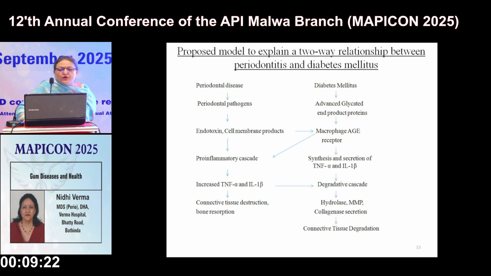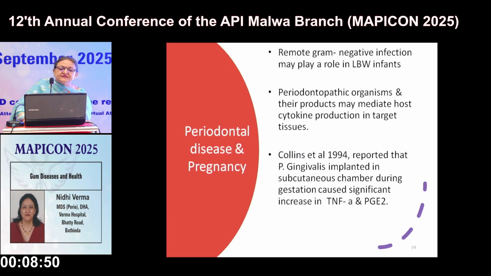And this is the proposed model that explains that there is a two-way relationship between periodontitis and diabetes. Periodontal disease causes connective tissue destruction, and this starts a pro-inflammatory cascade. Also in diabetes, there is production of advanced glycated end products, so this also leads to a degradative cascade, leading to connective tissue degradation. Periodontitis increases diabetes, and in diabetic patients, the periodontal infection also increases.